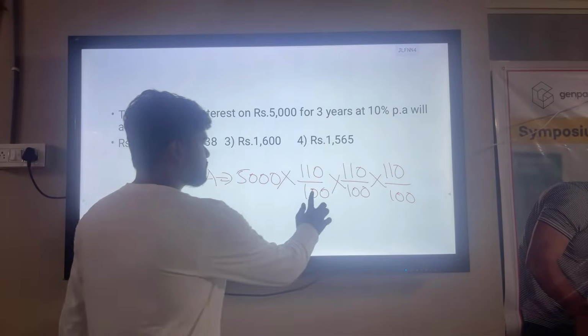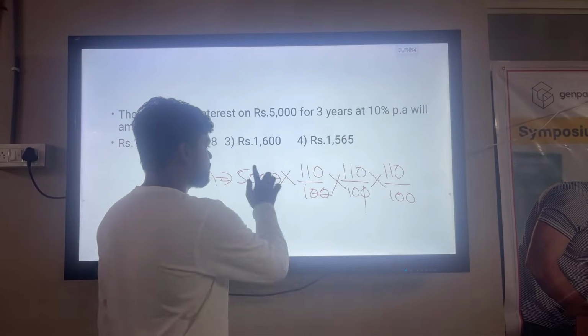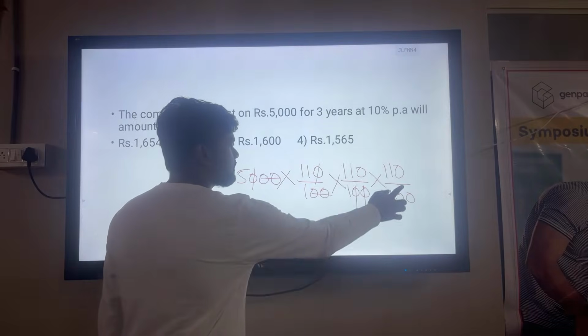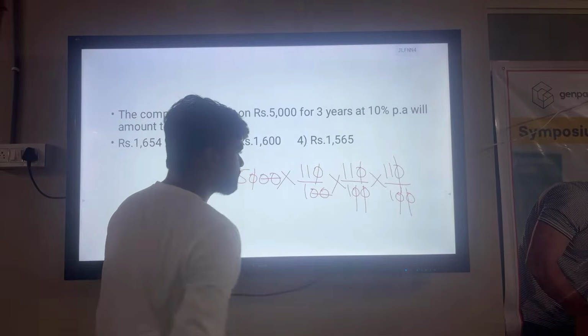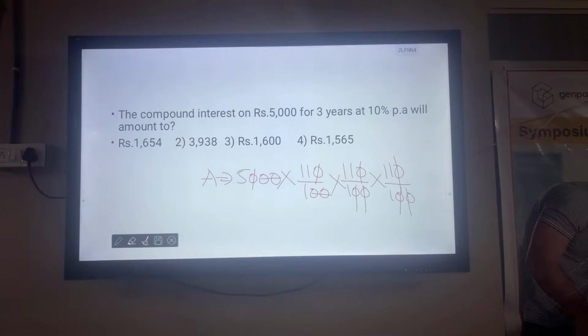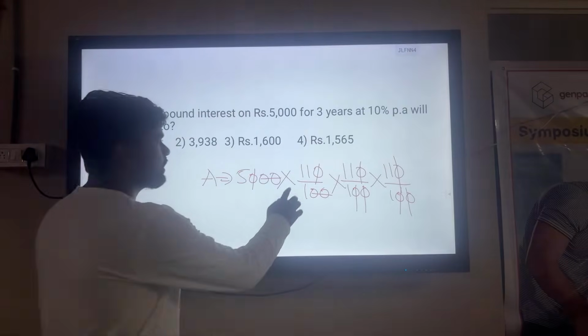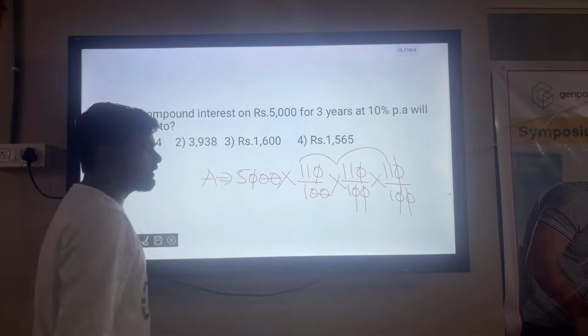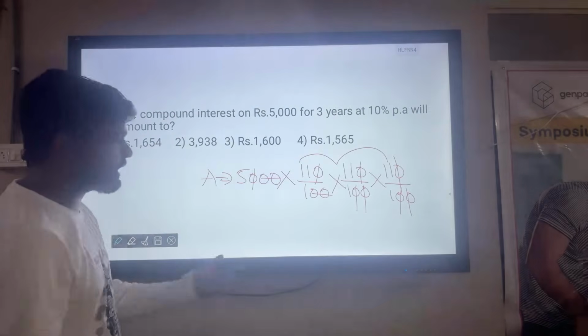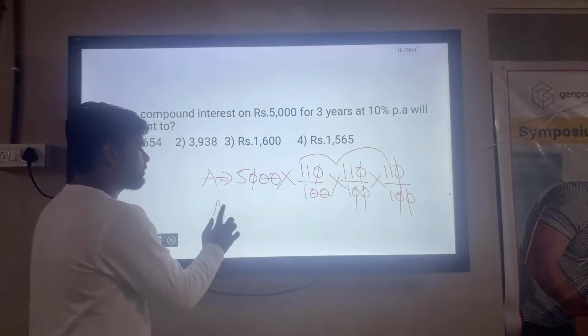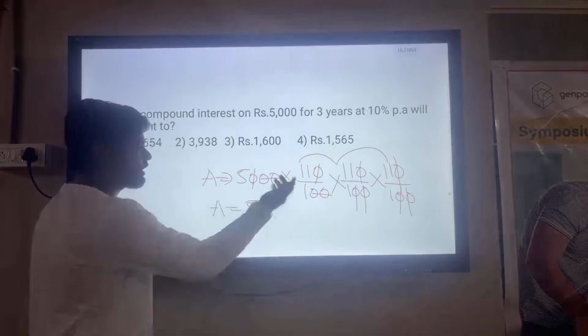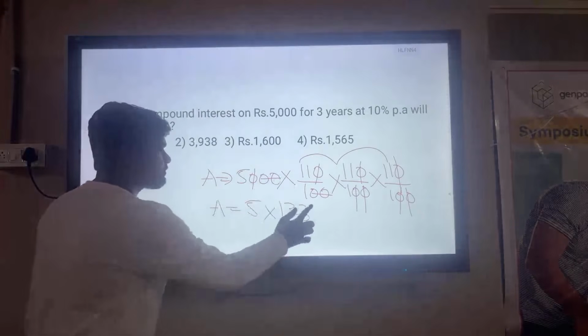Zeros cancel with zeros. Finally, what is the value you are getting? 11 into 11 into 11, nothing but 11 cube. What is the 11 cube value? Actual amount is equal to 5 into 11 cube. 1331.